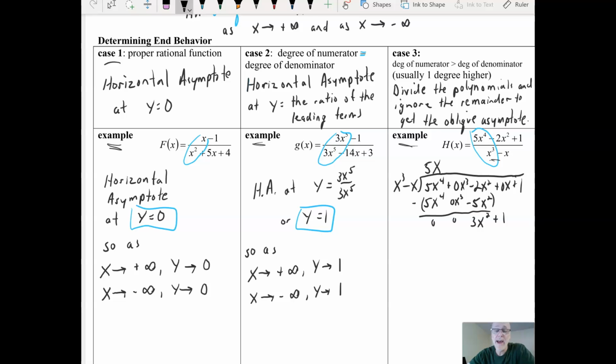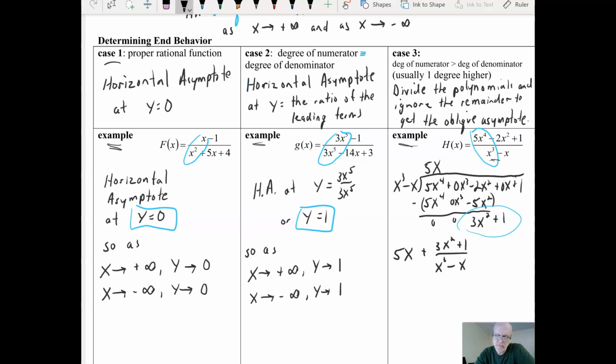Now we're already at the point in this particular problem where we already have a higher degree here, x to the third, so we're done. This is our remainder. The part that we found here, because it's lower degree, is the remainder. So what we're looking at here is that this is equal to 5x plus a remainder of 3x squared plus 1 over x to the third minus x. Now, we're going to end up ignoring that remainder.